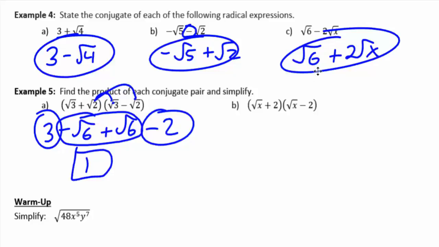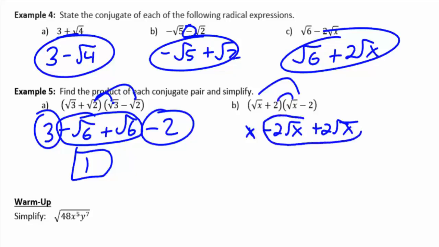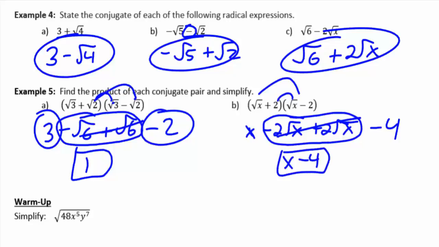That's it. Here, radical x times radical x is x. And then this is minus 2 radical x. And this is plus 2 radical x. Look at that again. And then 2 times negative 2 is negative 4. So this again is a 0 pair. This is a 0 pair as well. 0 pair here, x minus 4. You just get x minus 4. That's it. So you only get 2 terms instead of 4.